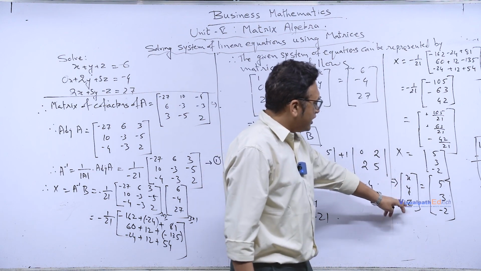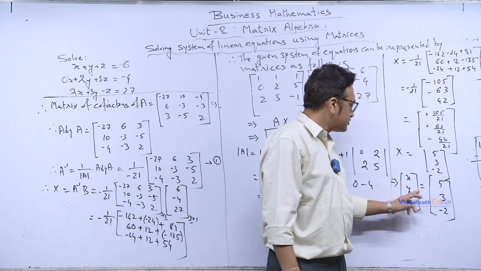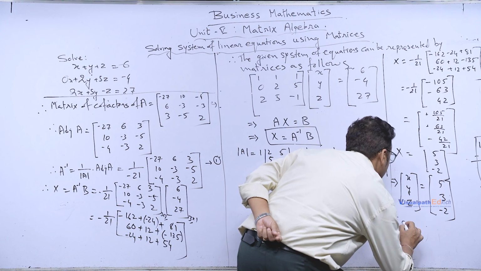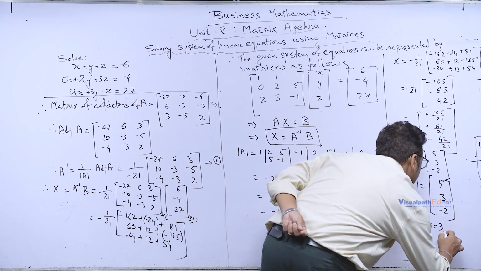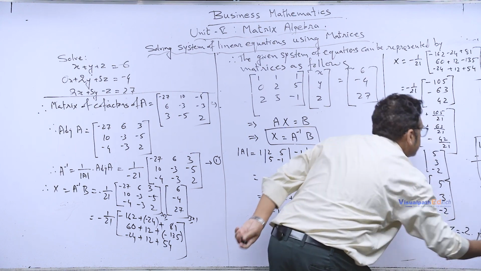So when you have x, y, z is equal to 5, 3, minus 2, that means x is equal to 5, y is equal to 3, z is equal to minus 2. So you can write, therefore, x is equal to 5, y is equal to 3, z is equal to minus 2. These are the answers. So what did we do?